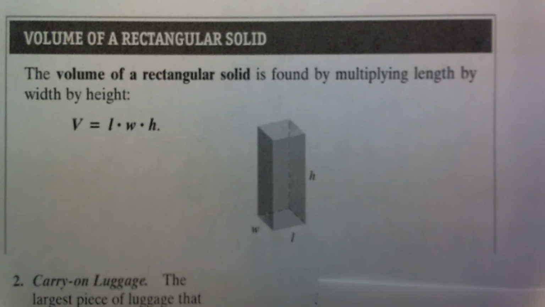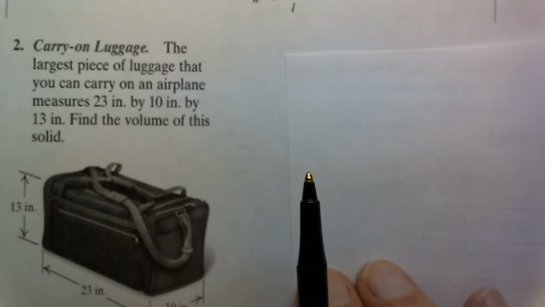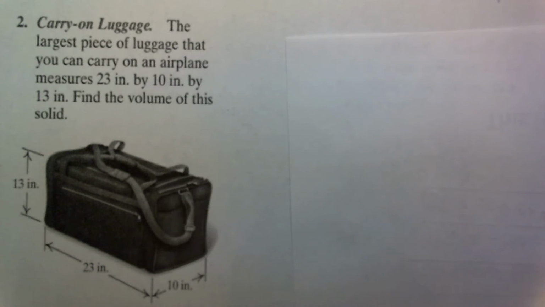So let's look at a piece of luggage here, and we look at this as a rectangular solid. We have length times width times height. The length is 23, the width is 10, and the height is 13. So we simply take the product, the volume, of length times width times height, 23 times 10 times 13, so that's equal to 2,990 cubic inches.